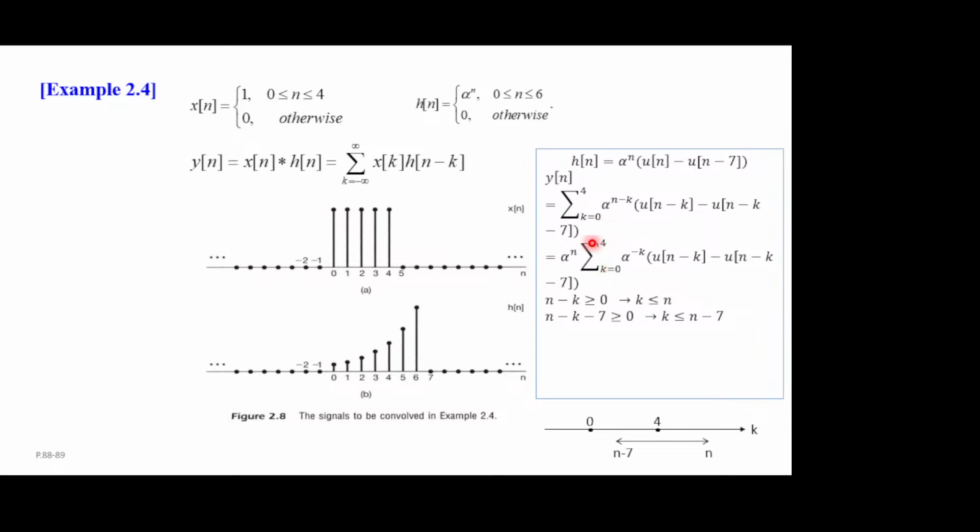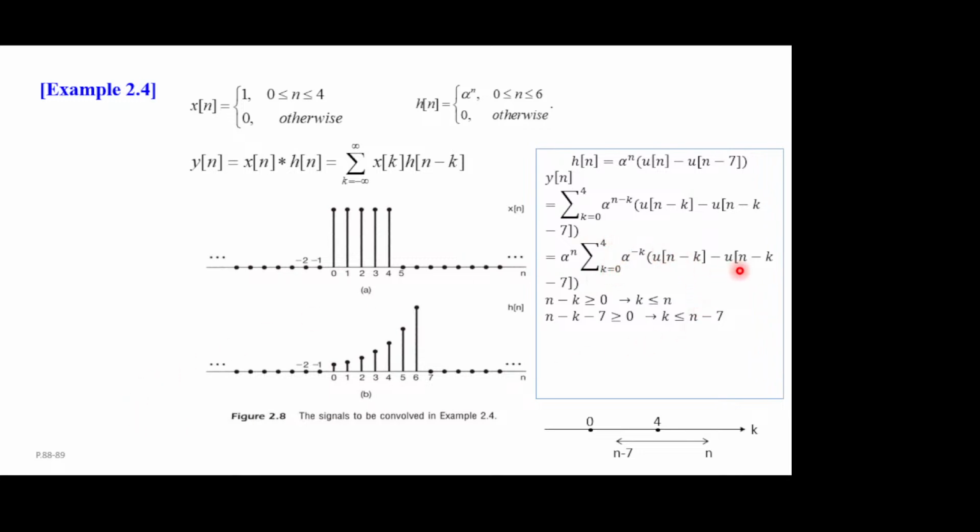And here, once again, you need to be careful. You are summing over k, and things that don't depend on k, we can just pick out. So this alpha to the n, we can pull out as alpha to the n. Then we have this summation of alpha to the minus k, and the difference between those unit step functions, with k from 0 to 4.